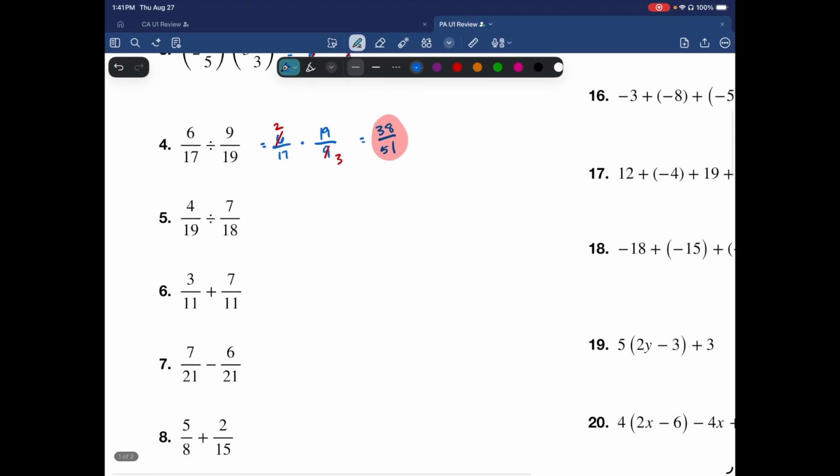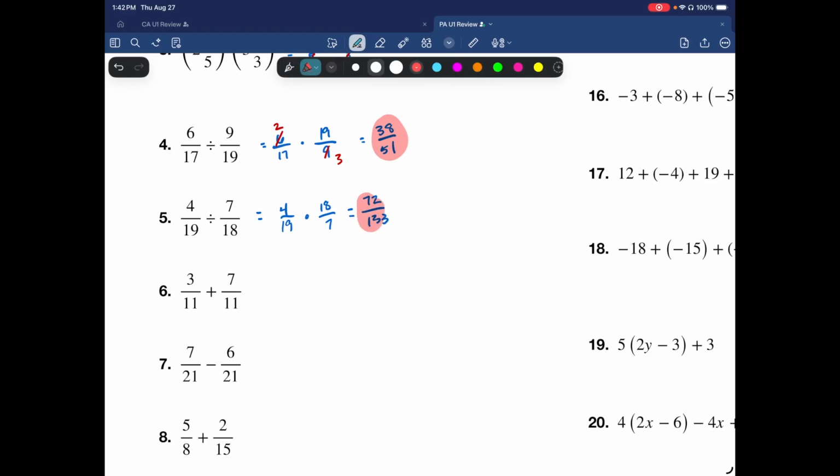All right, once again, on number 5, we got 4 over 19. We keep the first fraction. We flip the second one, 18 over 7, and then we change it to multiplication. All right, so originally, when the 18 was on the bottom, I could probably reduce, but as it is right now, there's nothing I can reduce. So I just multiply across the top, multiply across the bottom, and I get 72 over 133.